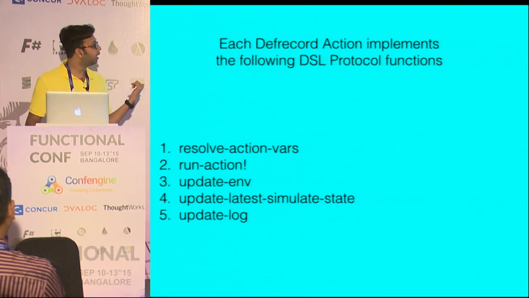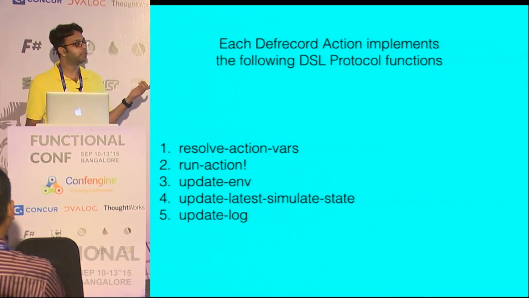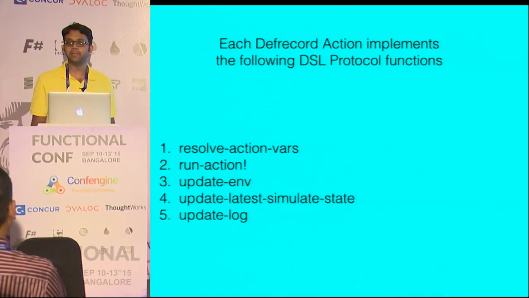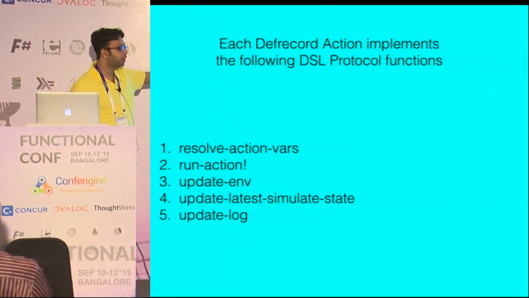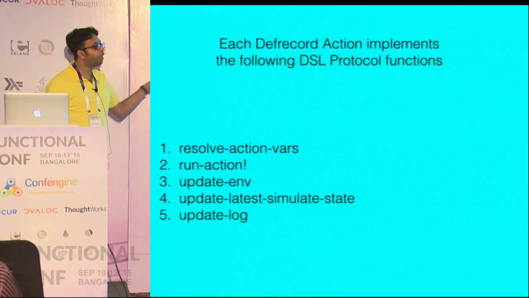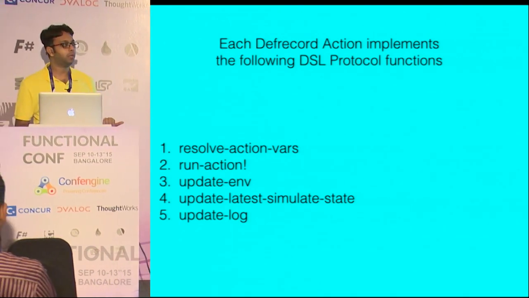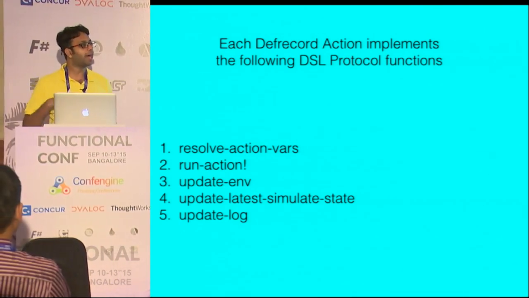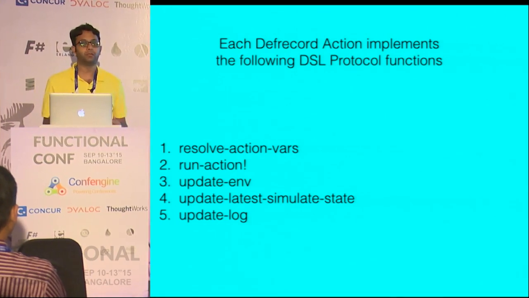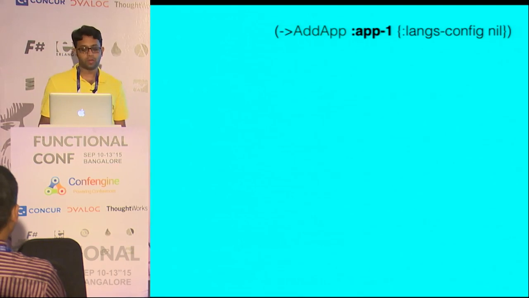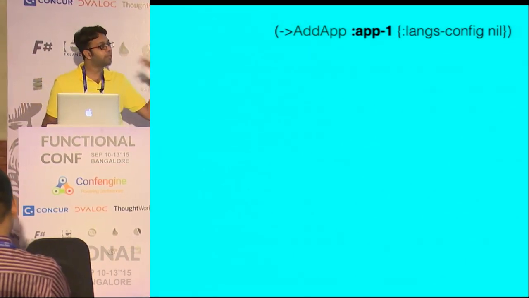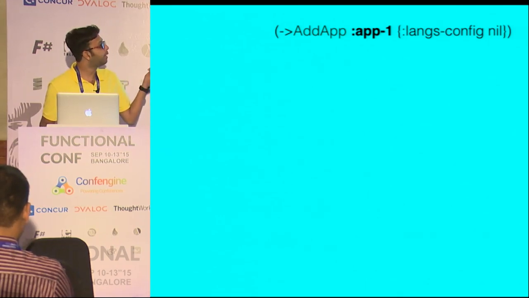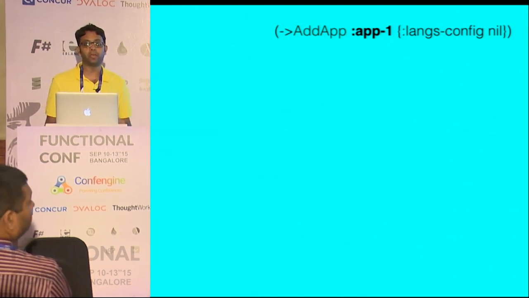So each def record action implements a certain protocol, a DSL protocol, to be able to do this. So those actions that we saw, those 5 actions, are each part of a protocol called DSL protocol. So this allows me to add behavior to each data. We'll see an example of that. So here is a def record, add app, where once I am adding the app, I want to call it app1 with the argument lang config nil.